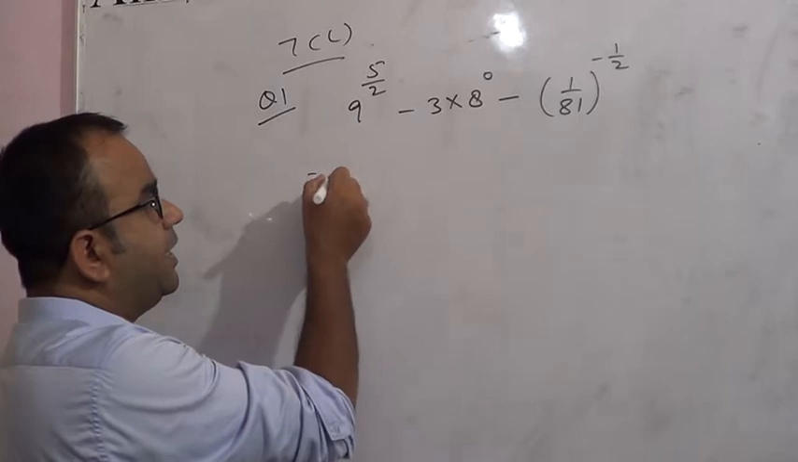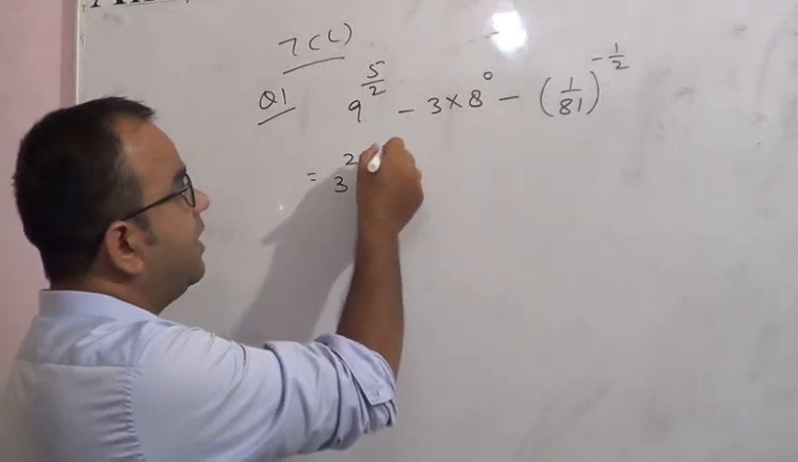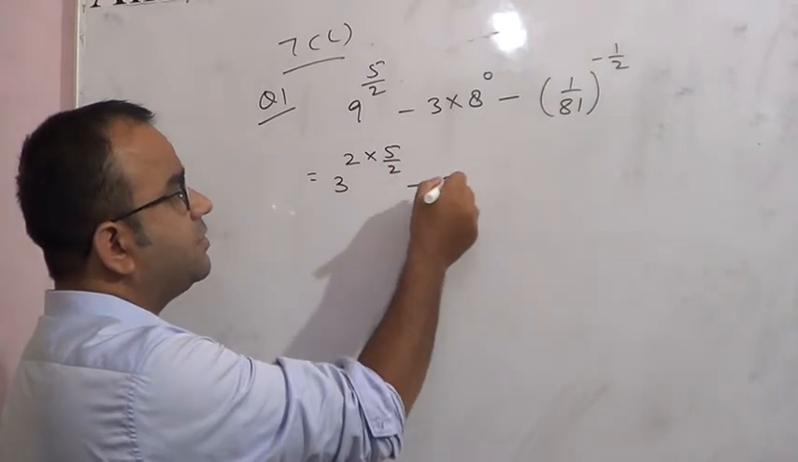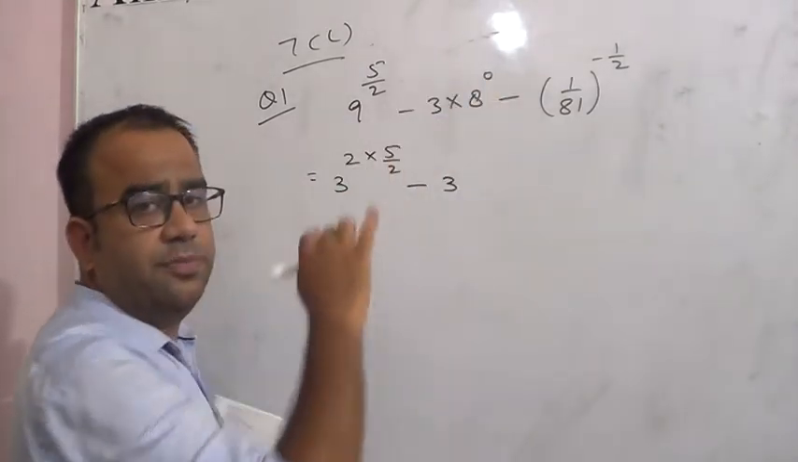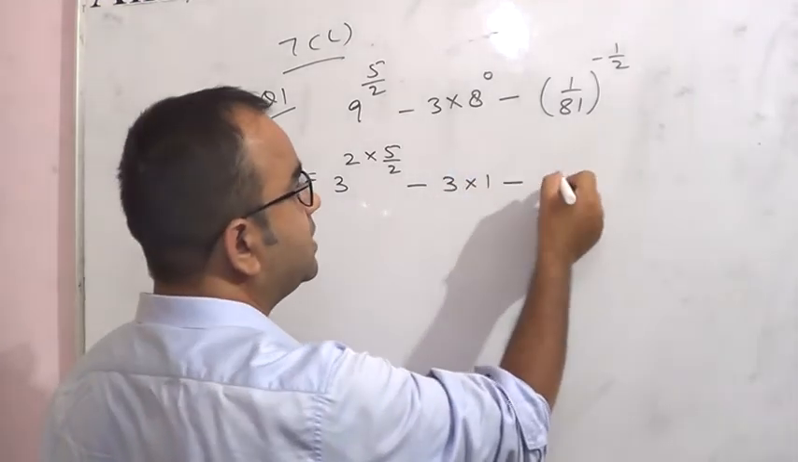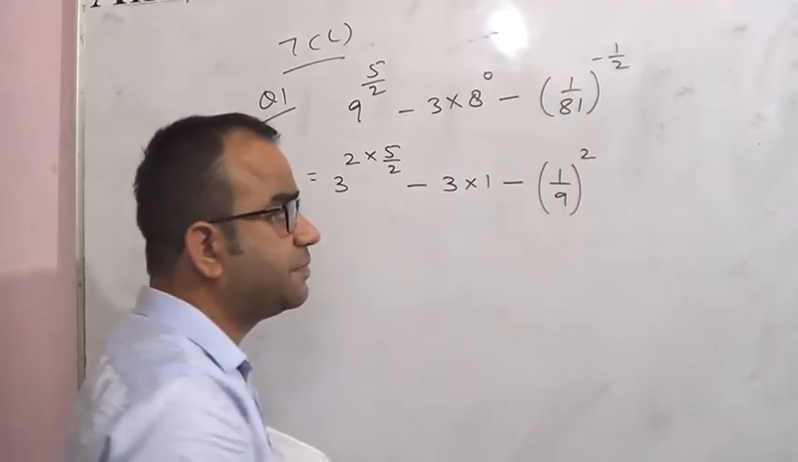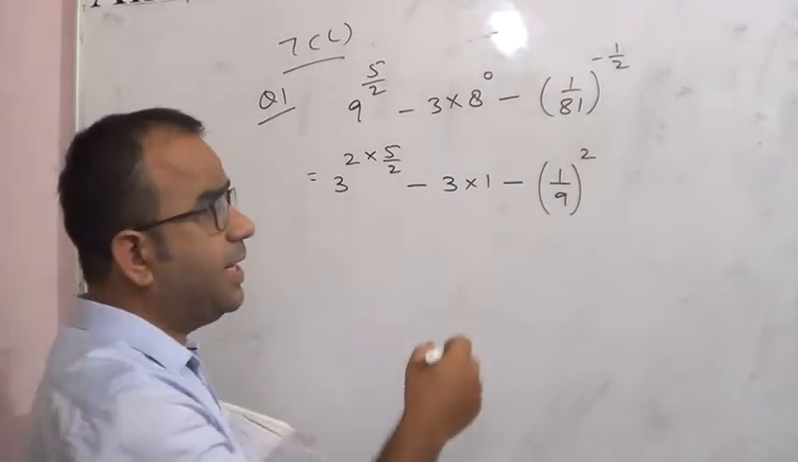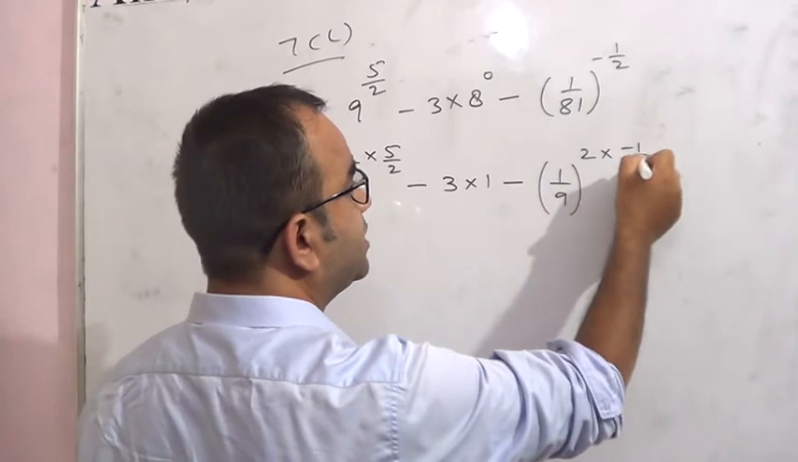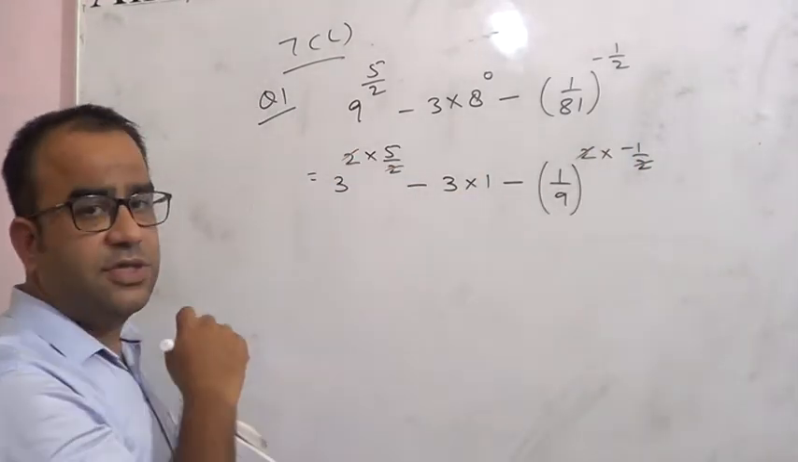So 9 can be written as 3 to the power 2, to the power 5 by 2, minus 3 into any number raised to the power 0, which is 1. So this is 3 into 1 minus, 81 can be written as 1 upon 9 whole square, to the whole power minus 1 upon 2, means into minus 1 upon 2. Now this 2 will be cancelled with this 2.